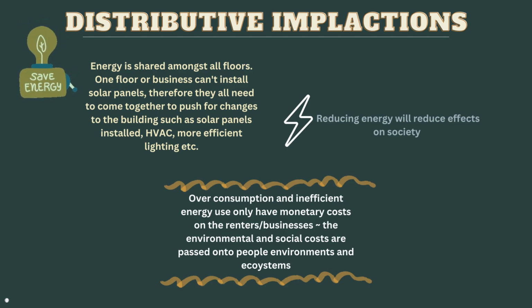So comparing this to answers from what my critical friends talked about on my particular topic, my critical friends brought up that distributive is an issue because the negative externalities are associated with overconsumption or inefficient uses of energy in an office building. And this really only has monetary costs for the owners and the renters of the building. But the environmental and the social costs are passed on to people, environments, ecosystems that receive no benefits from the office building or energy use.